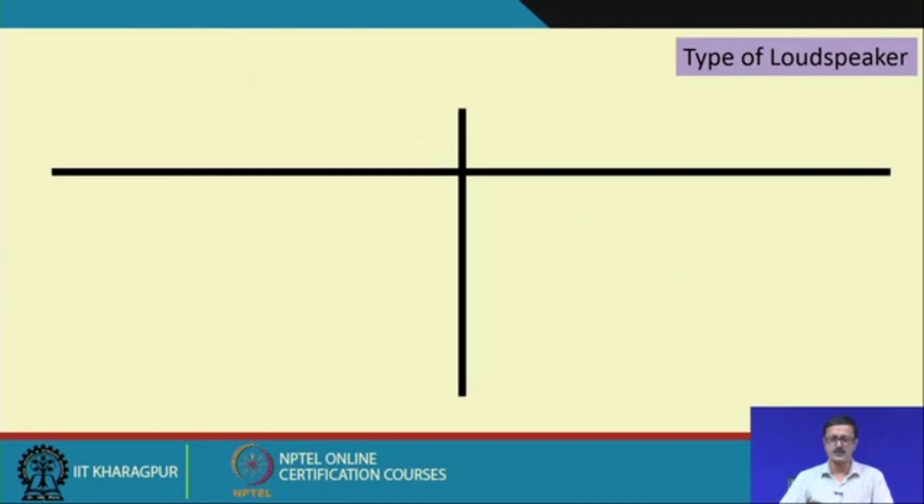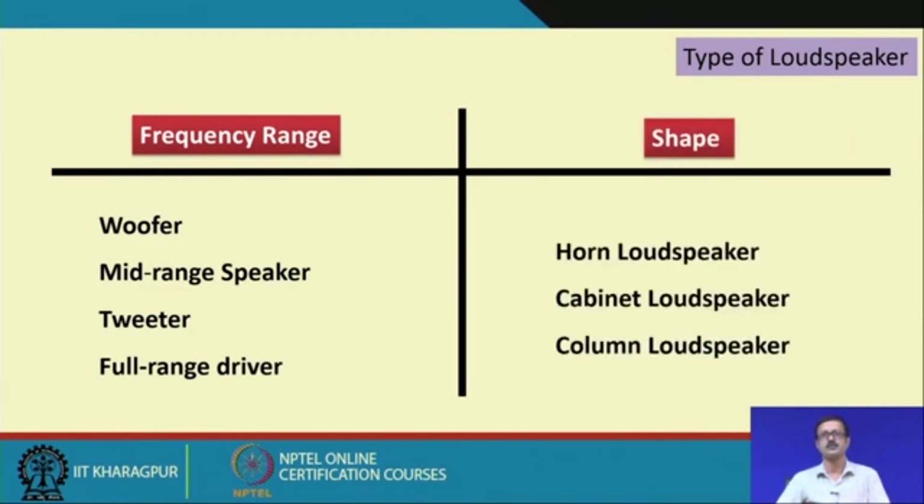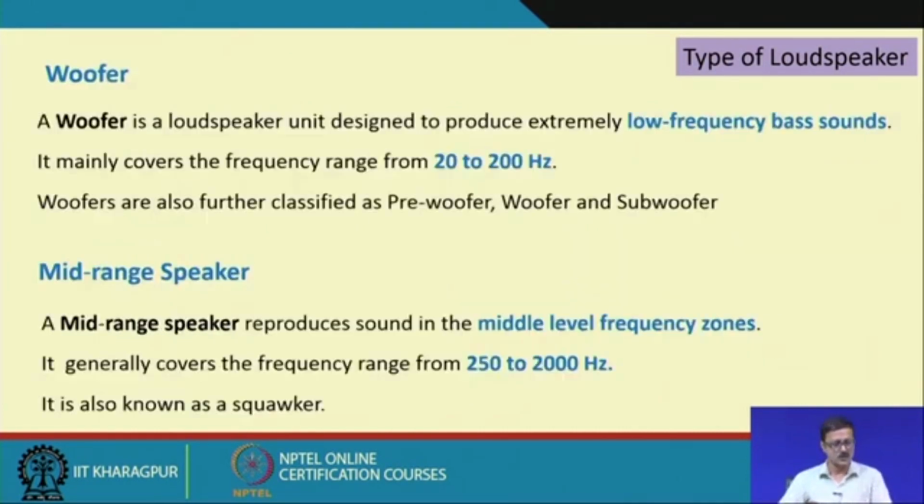What are the types of loudspeaker? Again, I have classified them into 2 categories. From the frequency point of view, there are the woofer, the mid range speaker, the tweeter and the full range device, and from the shape point of view, it can be classified as the horn, cabinet loudspeaker, or maybe the column loudspeaker. So, let us go one by one.